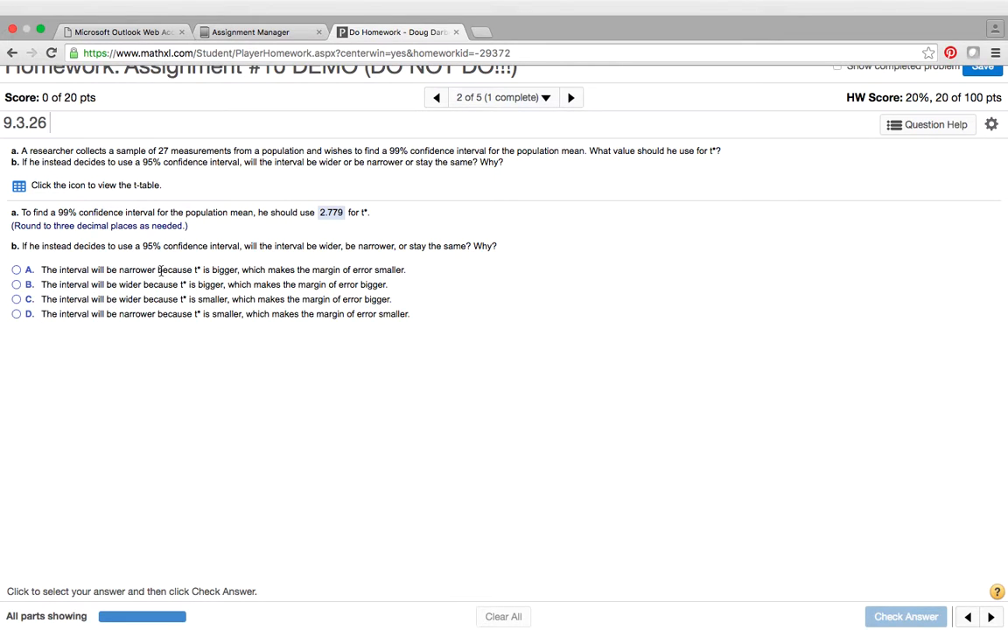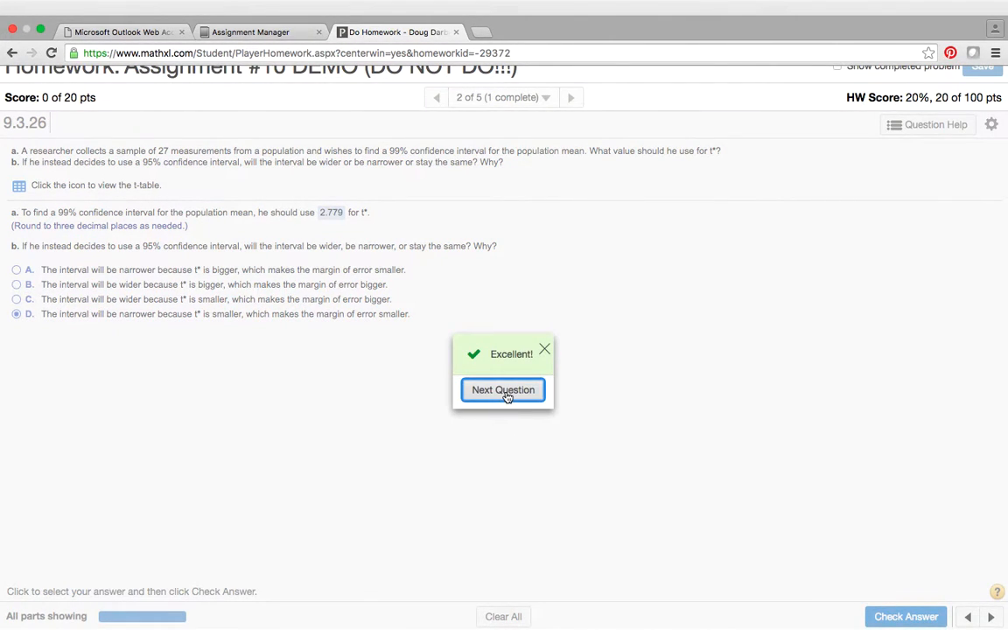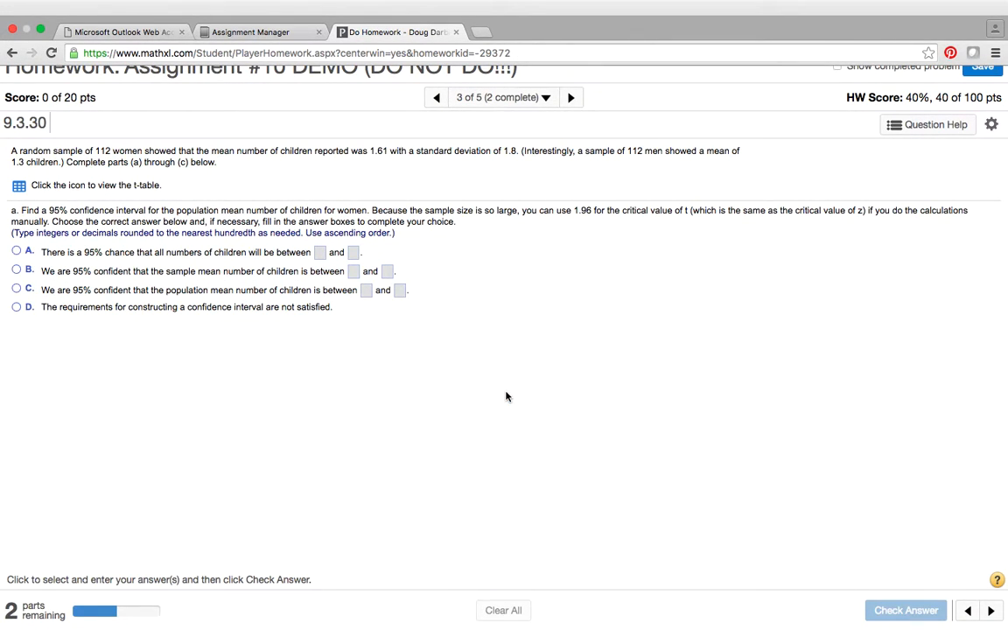So the interval will be narrower because t star is bigger. That makes no sense. The interval will be narrower because t star is smaller. The margin of error is smaller. That makes total sense.